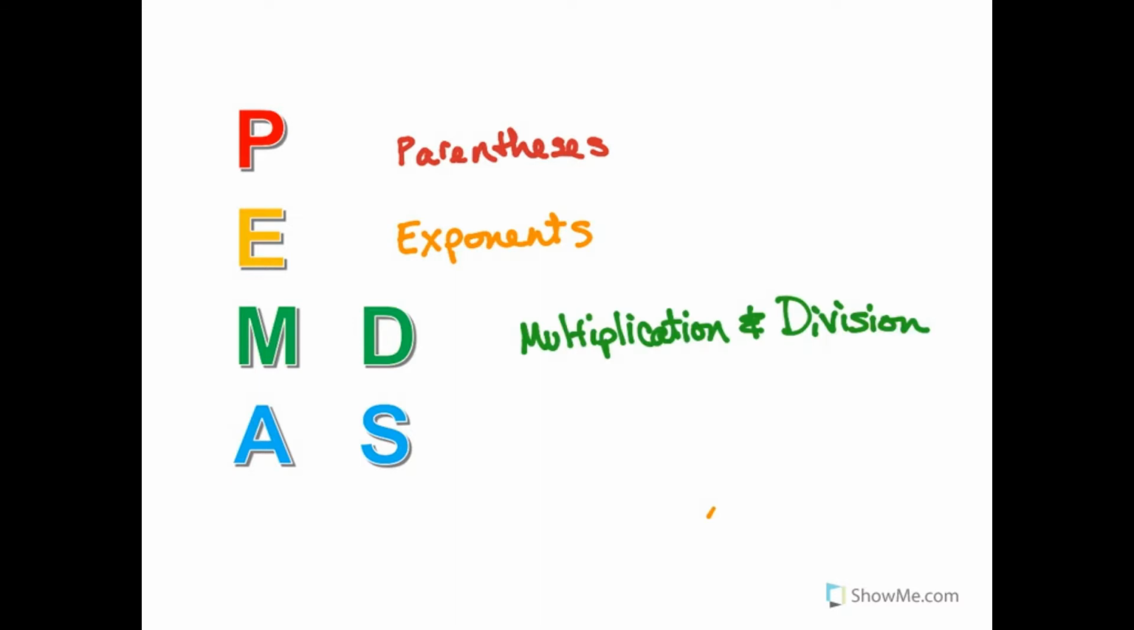Let's talk for just a minute about PEMDAS. Remember that PEMDAS is an acronym that helps you remember the order of operation. P stands for parentheses, E stands for exponents, multiplication and division are on the same level, and then finally addition and subtraction are the lowest priority operations, and they're at the same level.